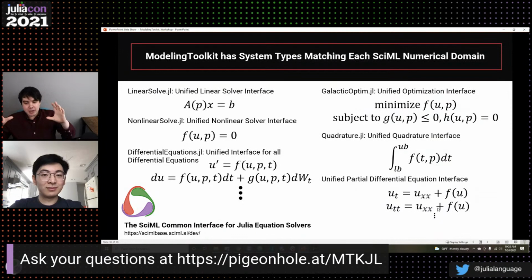And so Modeling Toolkit kind of matches the SciML organization by being its full symbolic counterpart, right? There's linear solvers and there's ways to do linear equations in Modeling Toolkit. There's nonlinear solvers, and well, I just showed you a nonlinear system. There's differential equations and there's symbolic differential equations. There's GalacticOptim for nonlinear optimization. Well, and there's a symbolic optimization problem, which you can think about as a generalized idea of JuMP. There's quadrature problems, and there's also a way to be able to do all these partial differential equations inside of Modeling Toolkit.